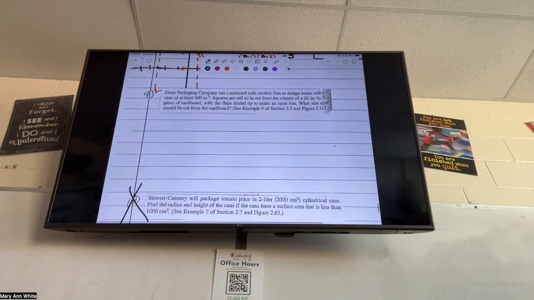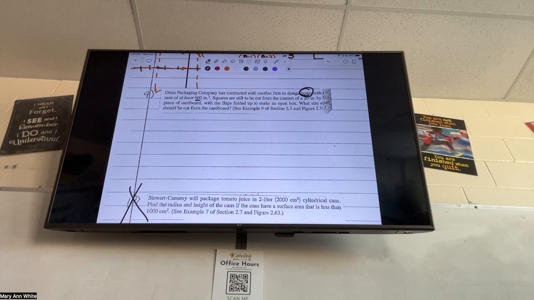It says Dixie's Packaging Company has contracted another firm to design boxes. Do you remember those word problem boxes that we've already done? Remember when I stood in front of you and I took paper and cut the little corners out? The exact same problem right here. I'm going to tell you right now, there's a box problem on your final. That's why I'm bringing it up again, because I want you to do this on your final too.